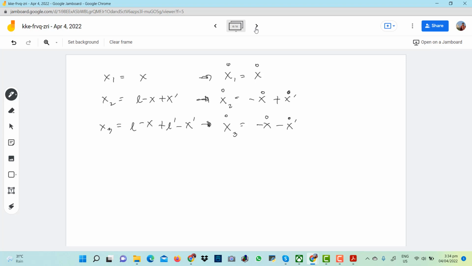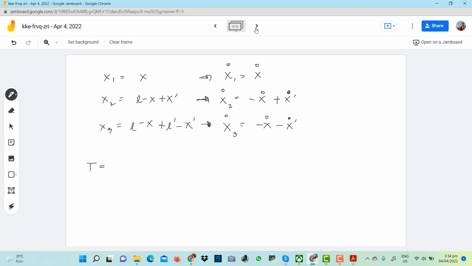Right? When I derive x2, I get minus x dot plus x prime dot, correct? Then x3: L is constant, so its derivative is 0. So minus x dot minus x prime dot. So, therefore, I have all the positions and all the velocities I can get now.